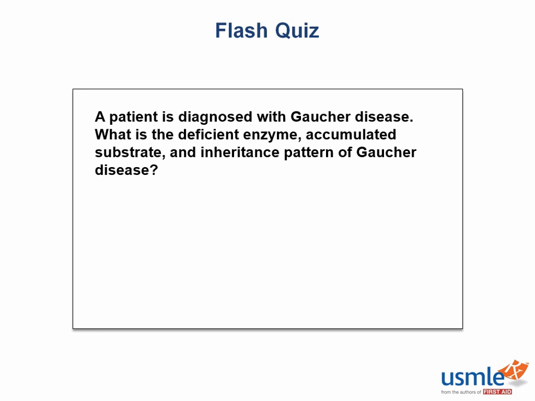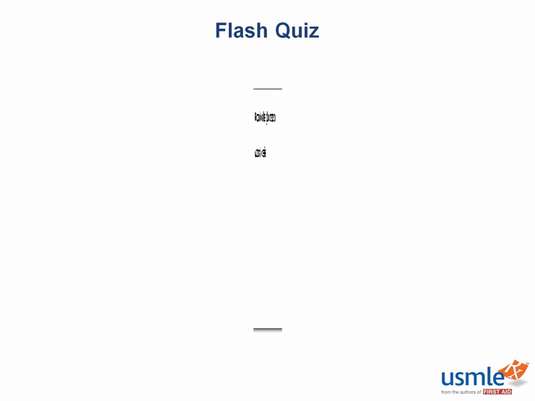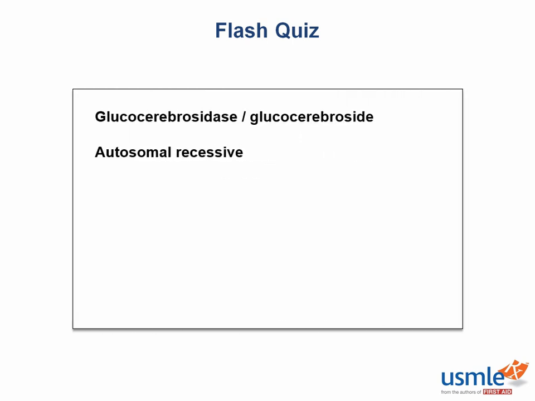Now let's take a quick shot at a flash quiz. A patient is diagnosed with Gaucher disease. What is the deficient enzyme, the accumulated substrate, and the inheritance pattern of Gaucher disease? Well, the missing enzyme is glucocerebrosidase, which causes a buildup of glucocerebroside. And Gaucher's disease, along with all the other lysosomal storage diseases, except for Fabry disease and Hunter syndrome, are autosomal recessive. And remember, Fabry disease and Hunter syndrome are X-linked recessive.